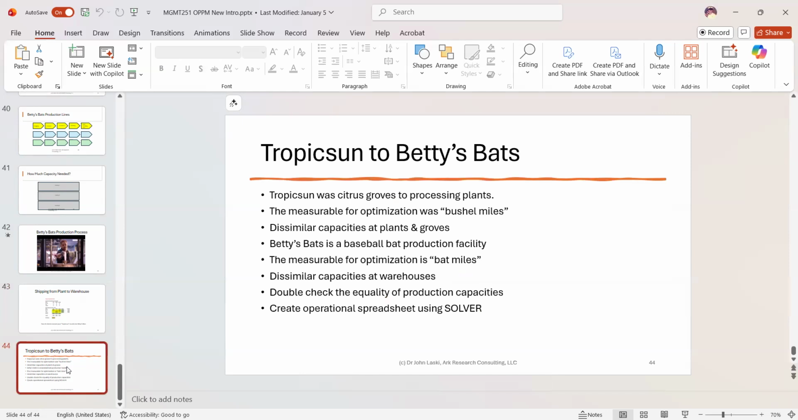Tropic Sun to Betty's Bats. The example in the classroom we're going to use is something called Tropic Sun, and there's plenty available in the content section, and there will be more. And this Tropic Sun, once we get to the optimization area of the semester, will remarkably, and I say remarkably, look like Betty's Bats, and we'll discuss what that actually means.